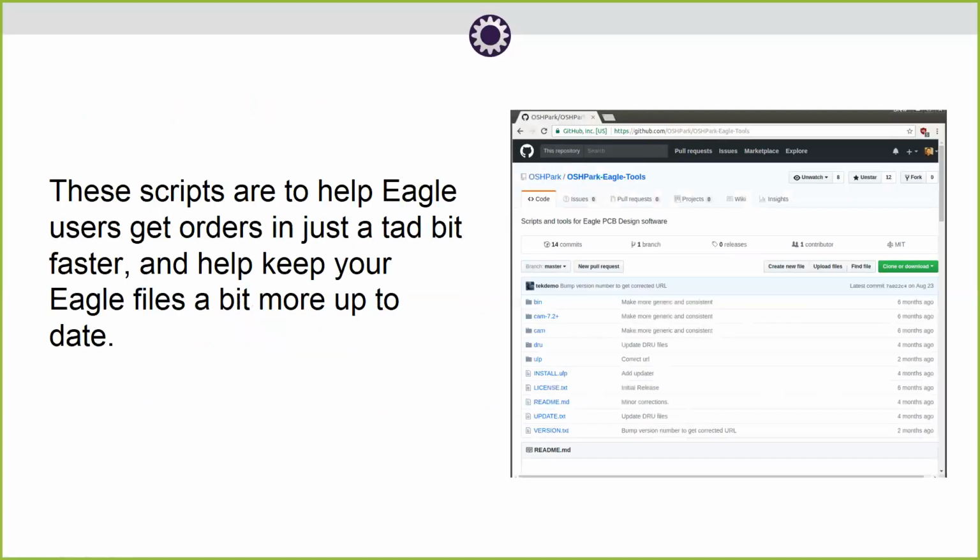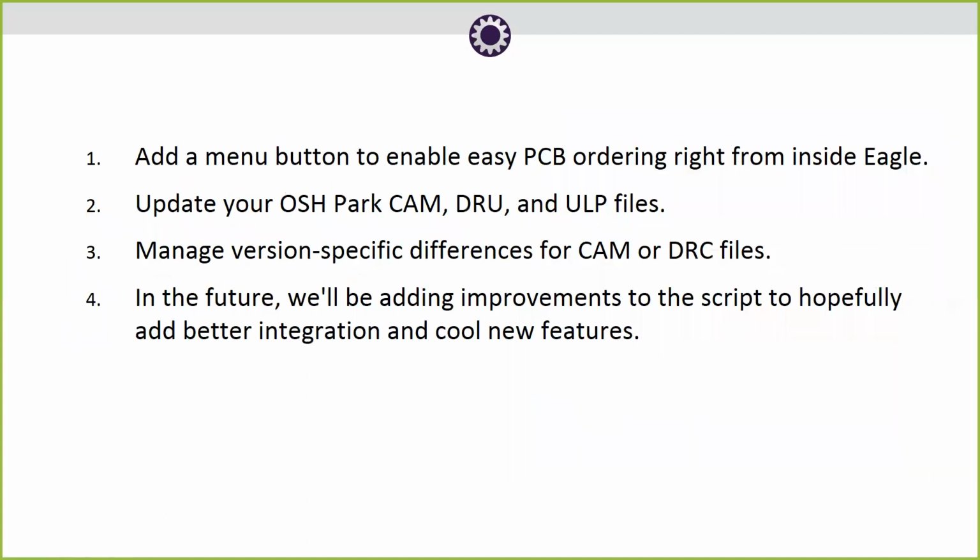The other thing I wanted to mention was we recently released this ULP for Eagle, which we call the OSH Park Eagle Tools. You can get to this from our Eagle support page, which will link you over to GitHub. You can download it, unzip it, and install the ULP into Eagle, which will give you a button that allows you to easily do things with our service from Eagle. The button will add the ability to keep your CAM files and your DRU files up to date with our service. It'll also add a button that will allow you to upload the board to our website.